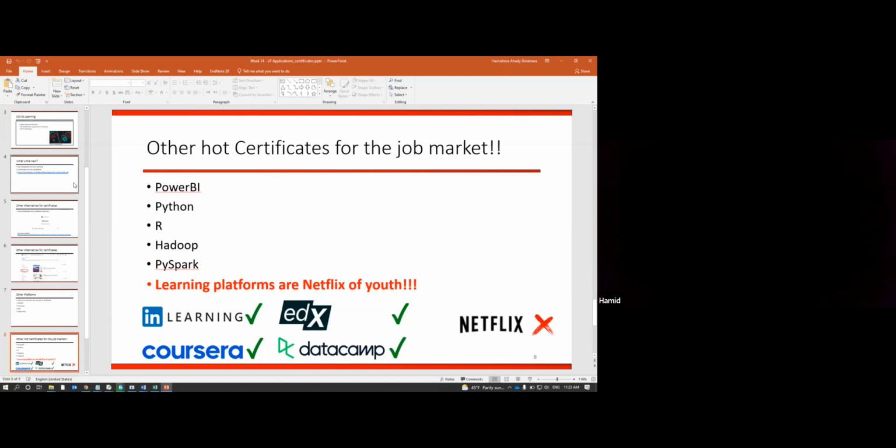So these are the certificates that I recommend to have on your resume: Power BI, Python, R, Hadoop, and PySpark. Hadoop and PySpark are mostly for students in the business analytics major. They are one of the last courses that they take with me. It's actually the most difficult course in the program. But having the certificate is very useful.